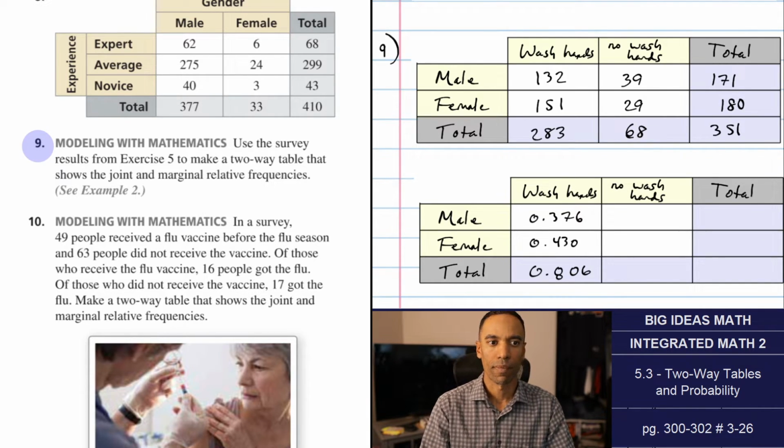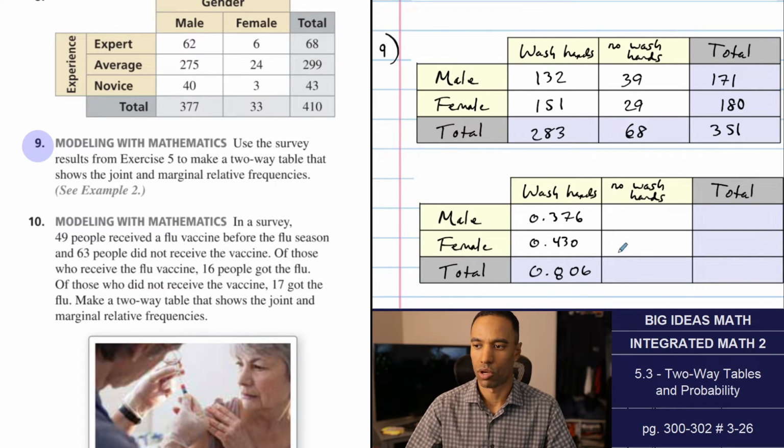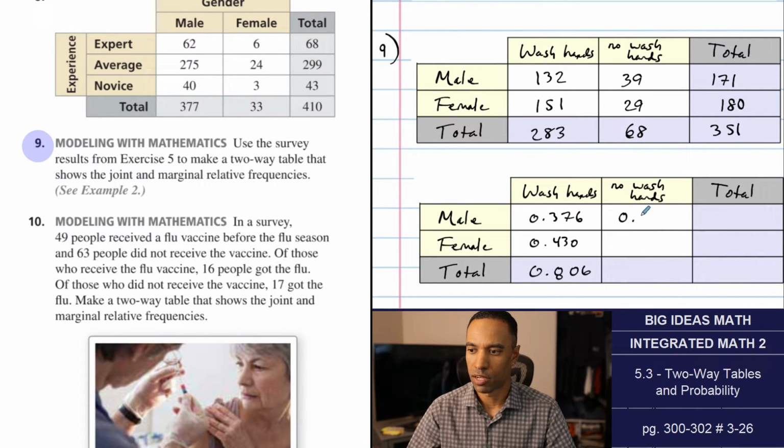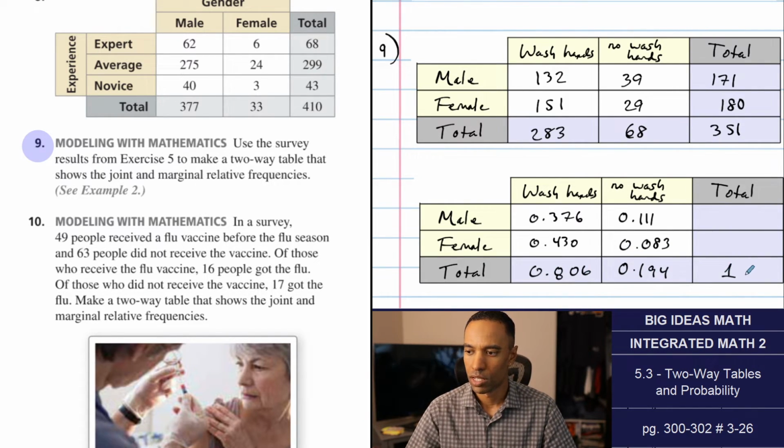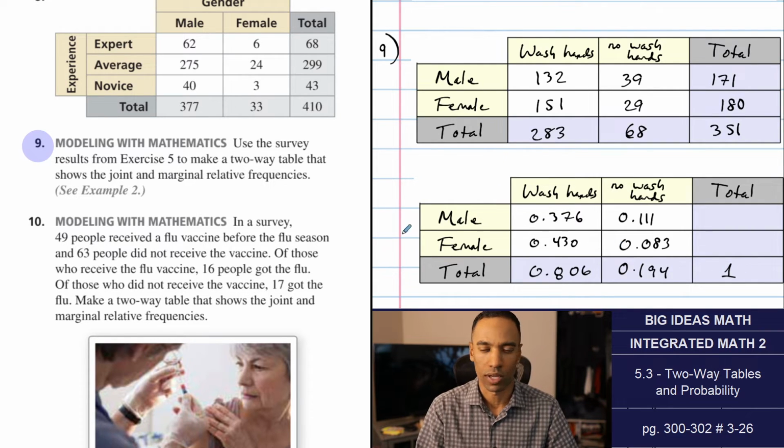I'm getting 0.111, so it's just a 1 repeating. It must be exactly 1/9 of it, but 0.111, 0.083, and the sum of that is 0.194. There's kind of a round up there. That looks like it does add to 1, truly, so that's good. And then these ones, we're going to have to figure out what they are.